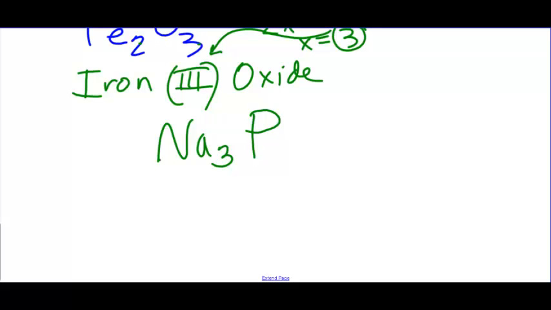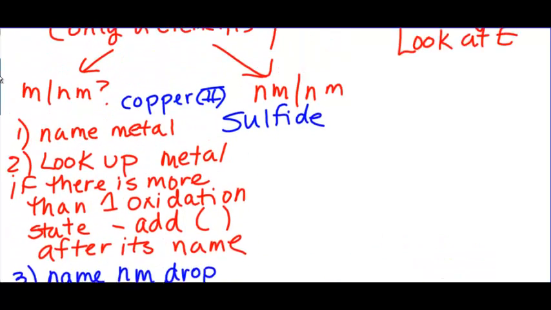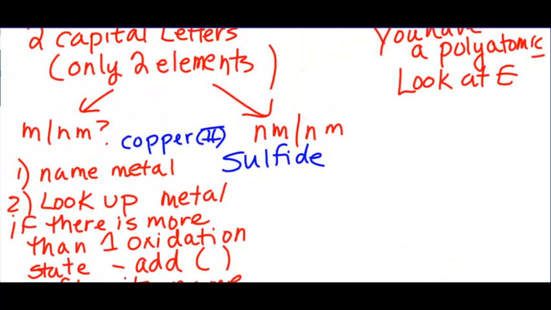Now, I understand Nick's confusion because once you start learning about prefixes, you go crazy. You want to use monos and dis and tris and tetras and pentas everywhere. You do not. The only time you will ever use those prefixes, everybody, is here, when you have only 2 elements and they are both nonmetals. Okay? Right here, nonmetal to nonmetal.